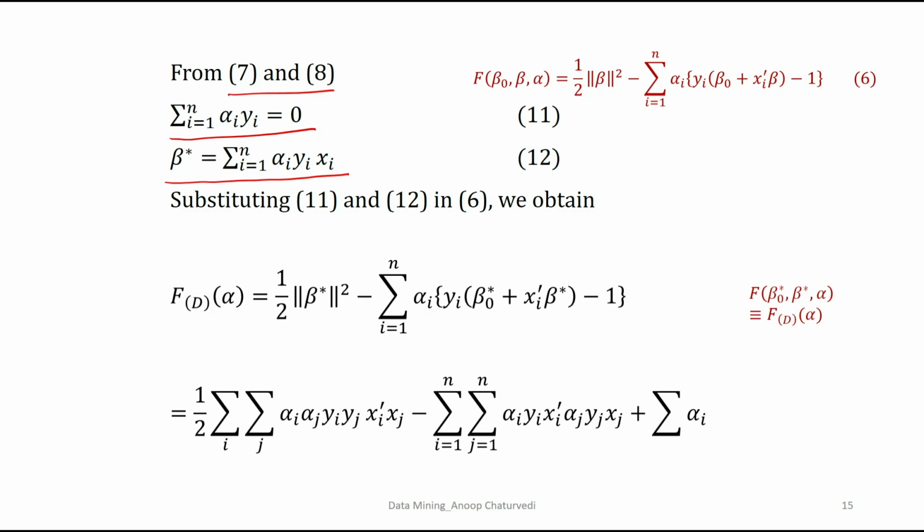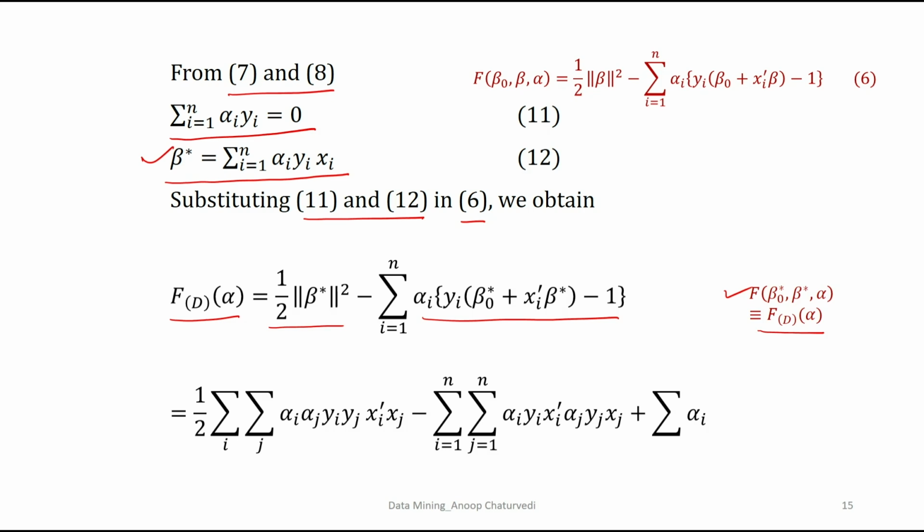Then substituting 11 and 12 in equation 6, we obtain f_D(alpha) is equal to half norm beta star square, beta star is the solution for beta, minus summation i equal to 1 to n alpha i (yi (beta naught star plus xi transpose beta star) minus 1), where actually this f_D(alpha) is equivalent to f(beta naught star, beta star, alpha).